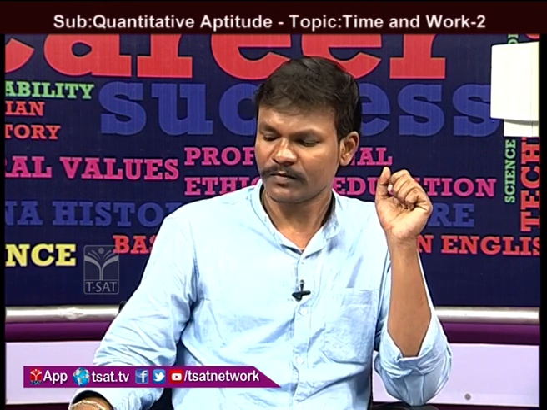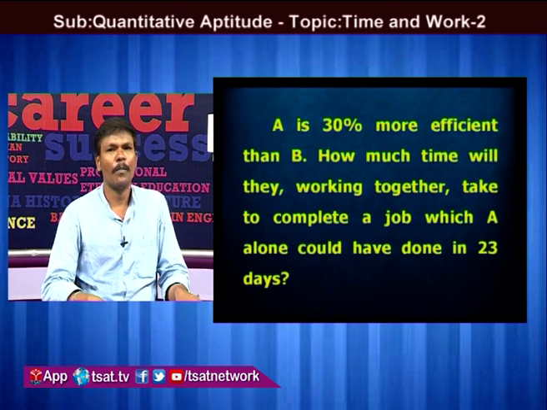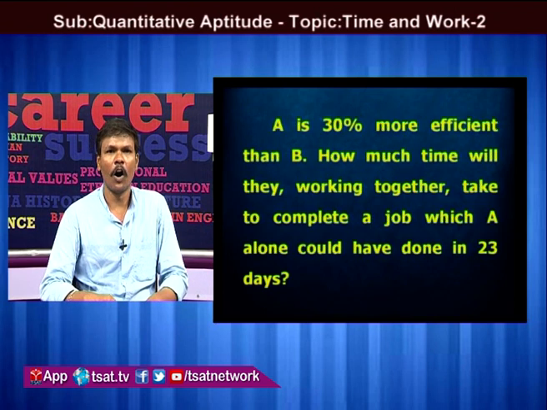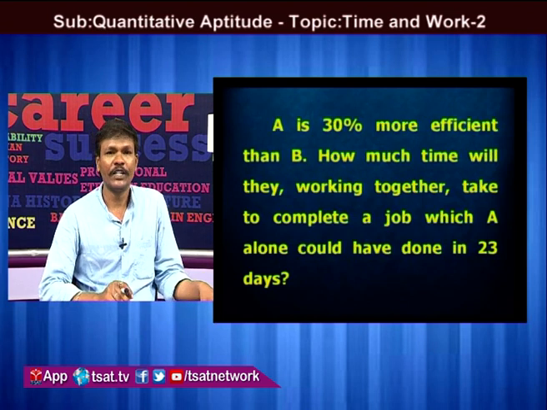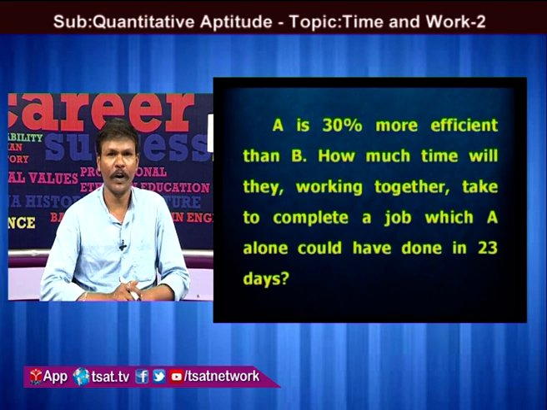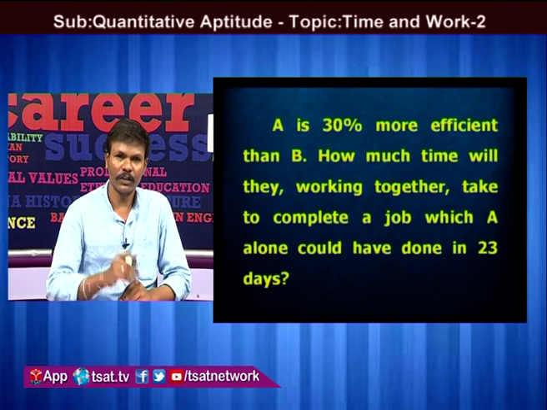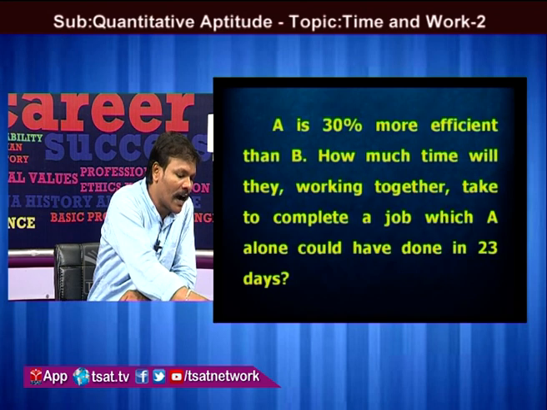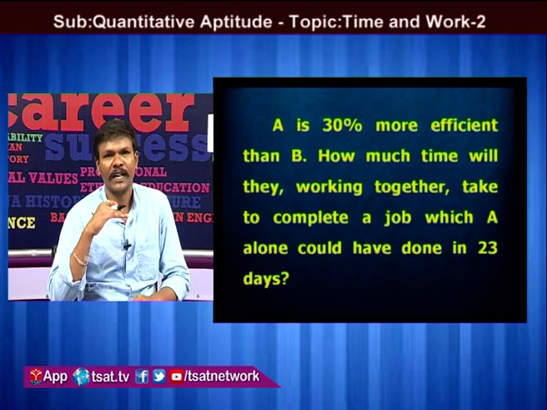The next question is again a capacity question: A is 30% more efficient than B. How much time will they take working together to complete a job which A alone could have done in 23 days? First, we have to understand the question clearly. First you have to write down the capacities of A and B. A is 30% more efficient. Once again, 30% more means it is more than 100.